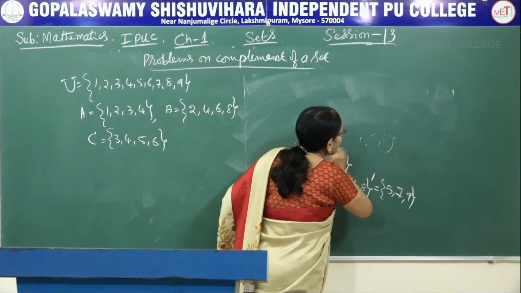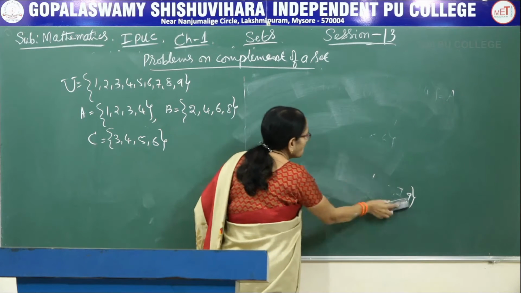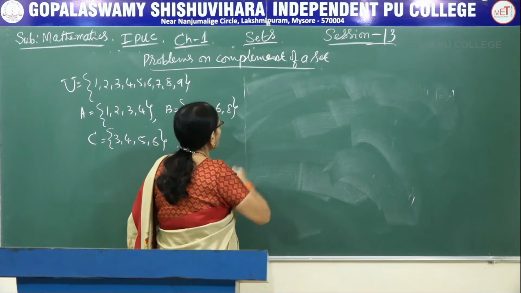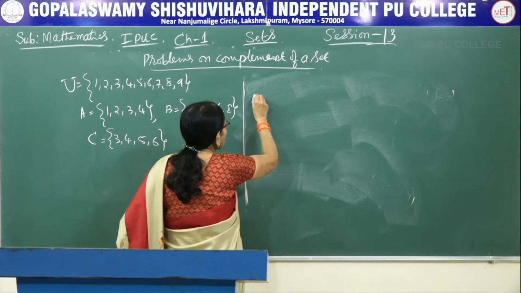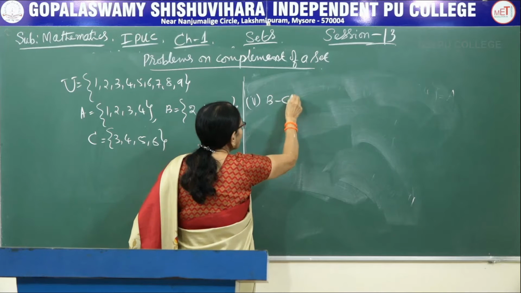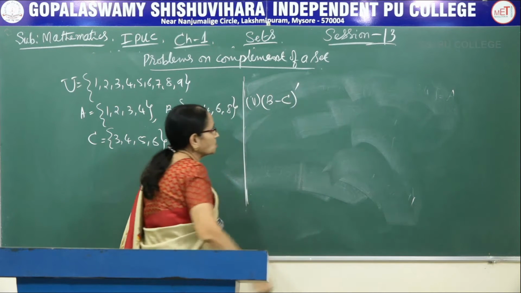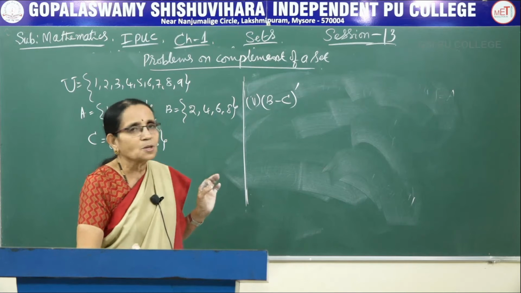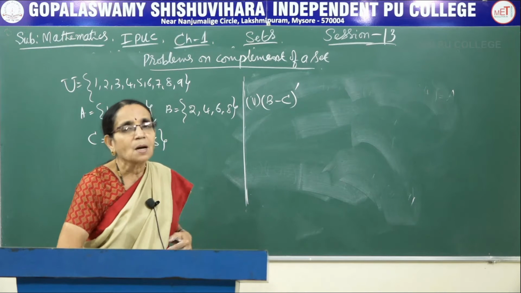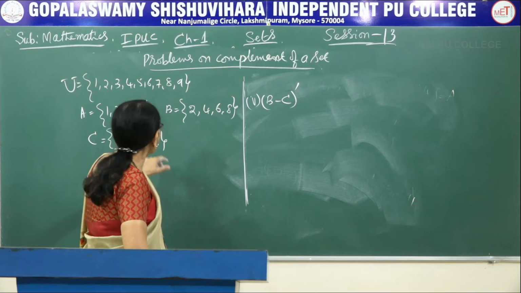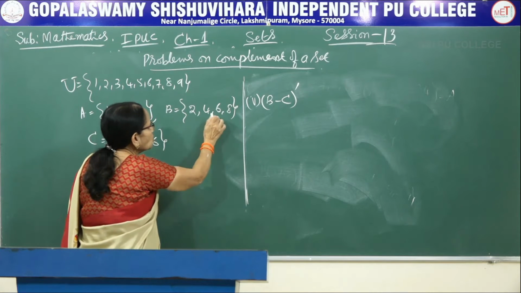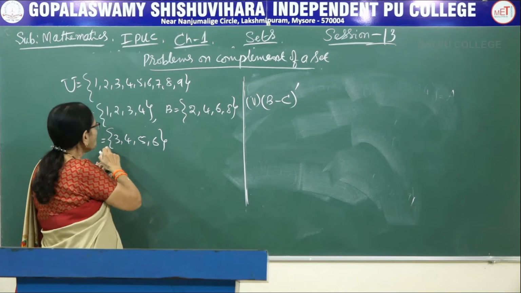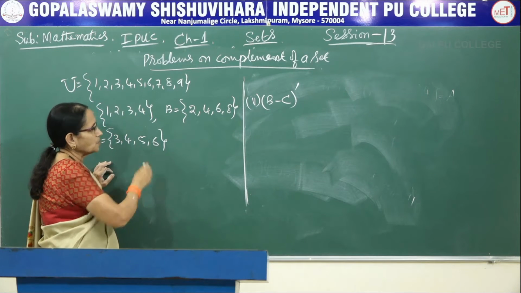And one more thing, the next one is B minus C whole dash. What do you mean by B minus C? The elements should be present only in B but not in C. That is, B minus C the whole dash. So I have defined the difference here. B minus C means the elements which are present only in B but not in C.